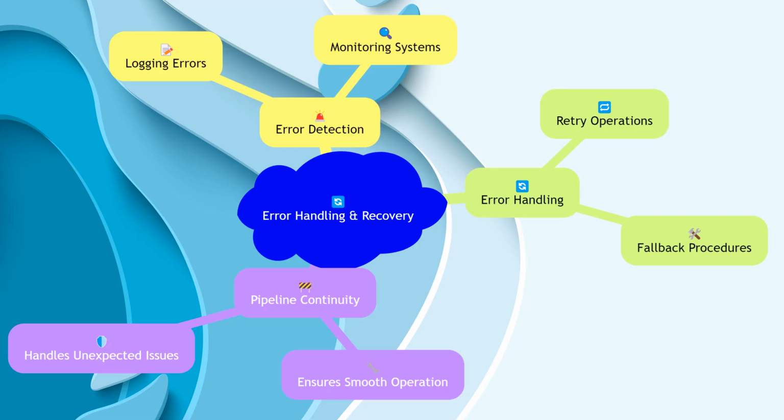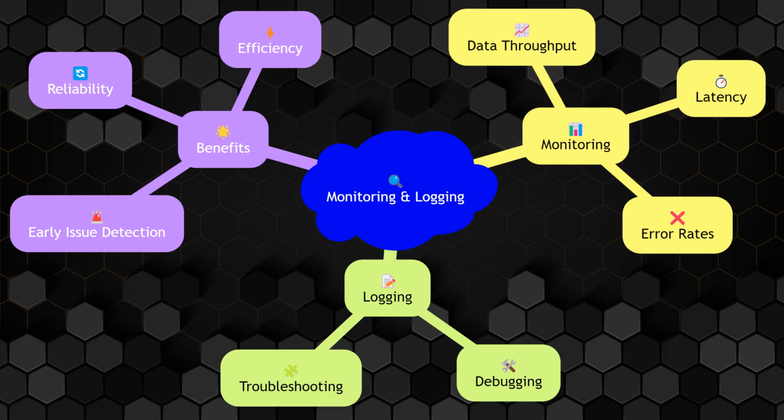Error handling and recovery are essential aspects of passing data between steps in a pipeline. Errors can occur at any stage of the pipeline, and it is crucial to have mechanisms in place to detect and handle these errors. This may involve logging errors, retrying failed operations, or implementing fallback procedures. Effective error handling and recovery can help ensure that the pipeline continues to operate smoothly, even in the presence of unexpected issues.